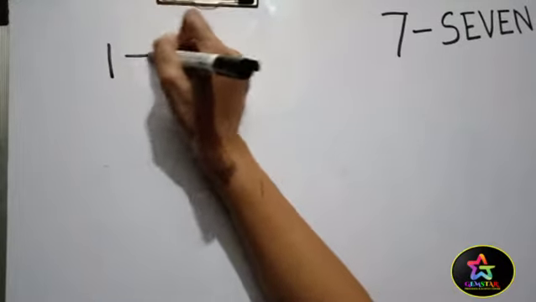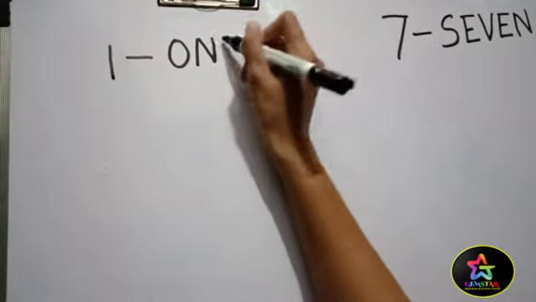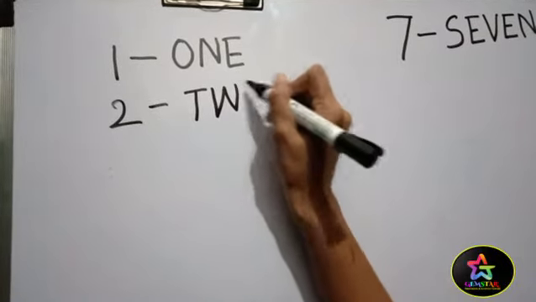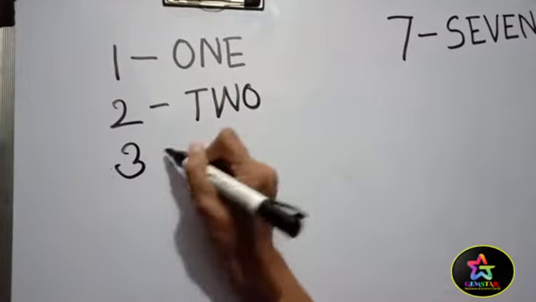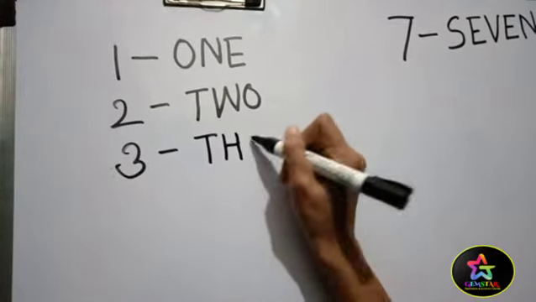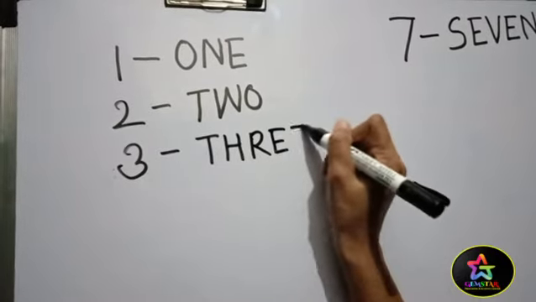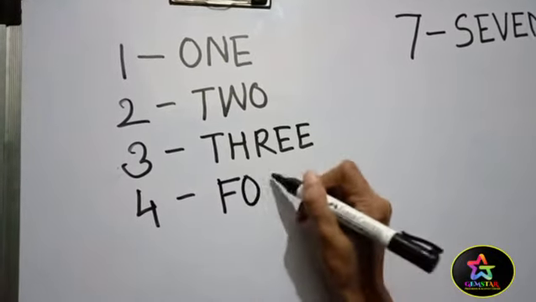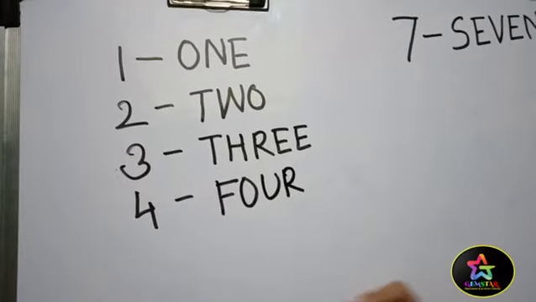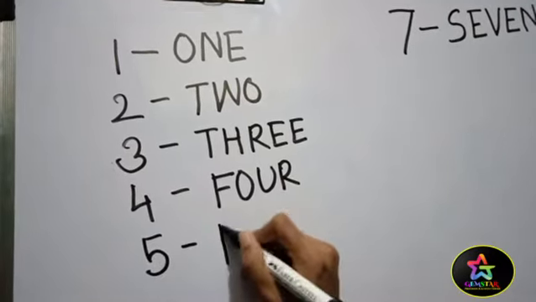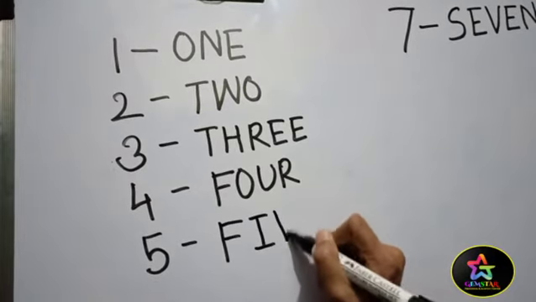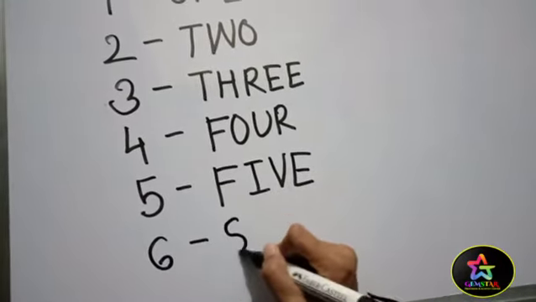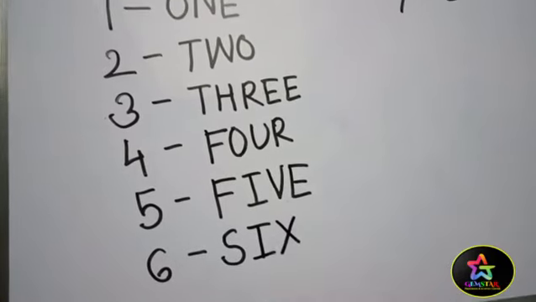6. Okay. Wow. O N E, 1. T W O, 2. T H R double E, 3. F O U R, 4. F I V E, 5. S I X, 6.